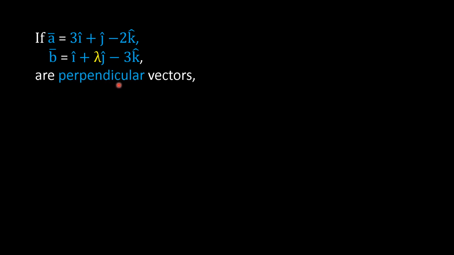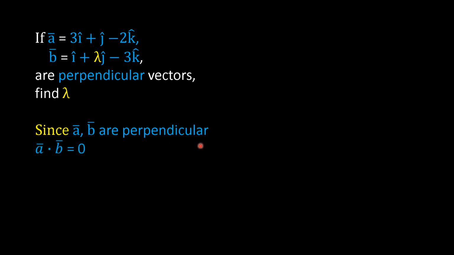If A bar is 3i cap plus j cap minus 2k cap, B bar is i cap plus lambda j cap minus 3k cap. If these are perpendicular vectors, then we have to find the value of lambda. Since A bar and B bar are perpendicular vectors, we have A bar dot B bar equals 0, that is, their dot product is 0. We will take dot product of A bar and B bar, which will be like this.